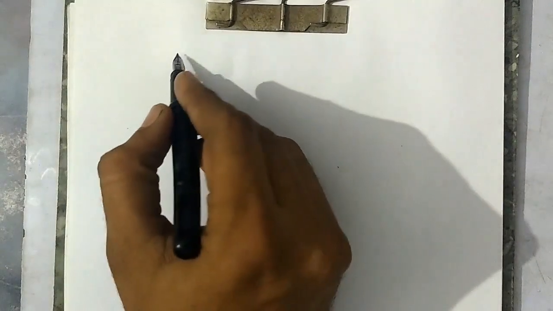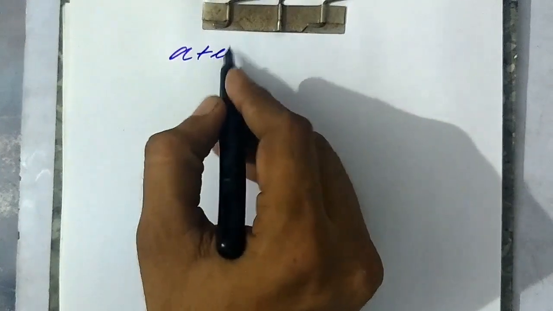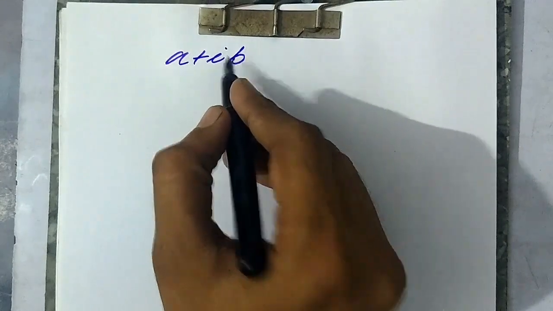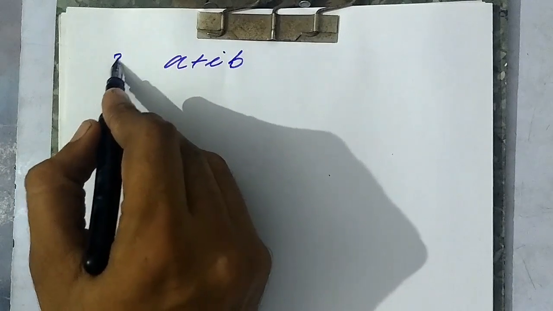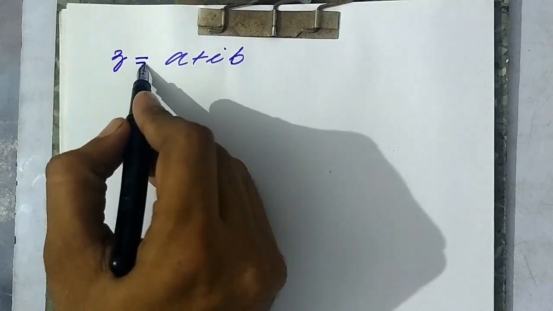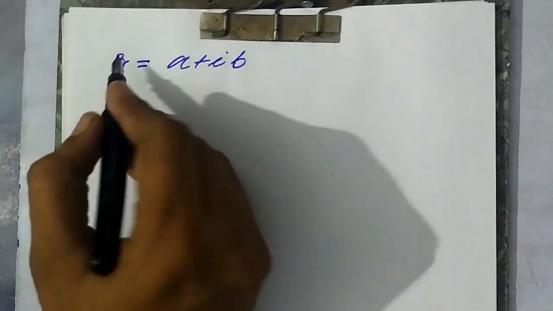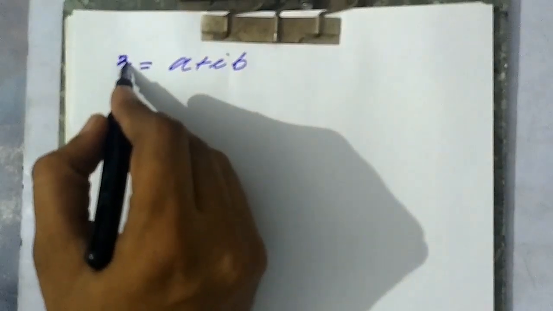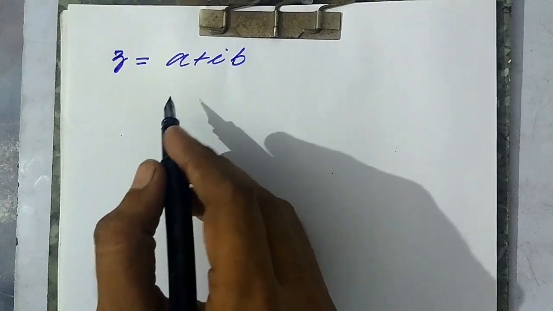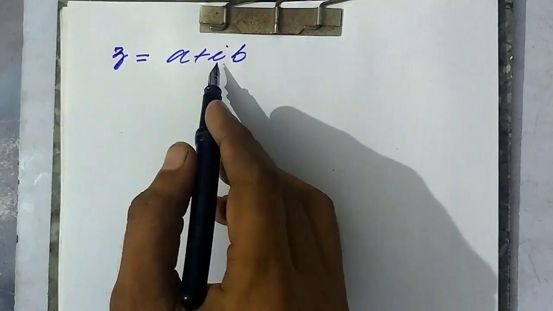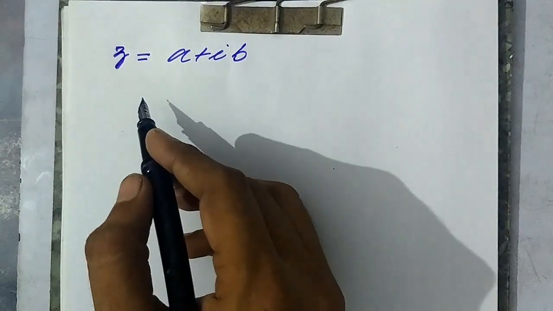Now let's talk about complex numbers in detail. Suppose a plus iota b is a complex number. A complex number is generally denoted by small z. The letter z is used to denote a complex number generally. So, suppose z is a complex number a plus iota b.